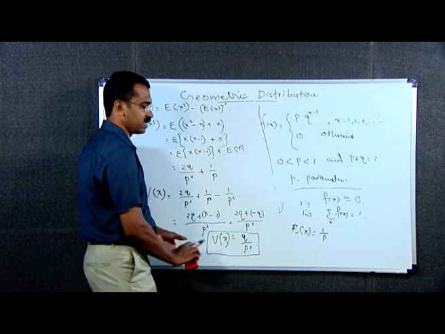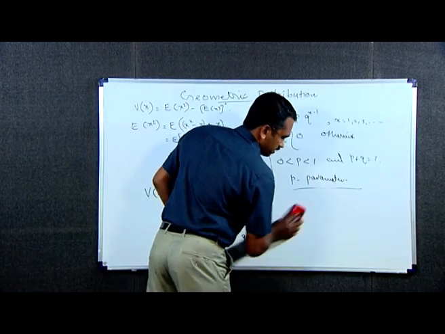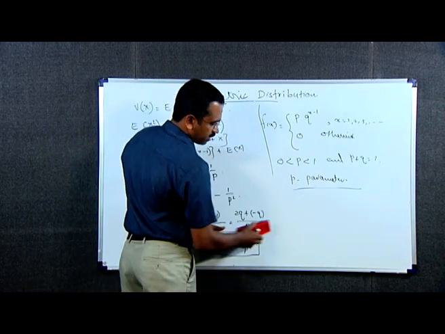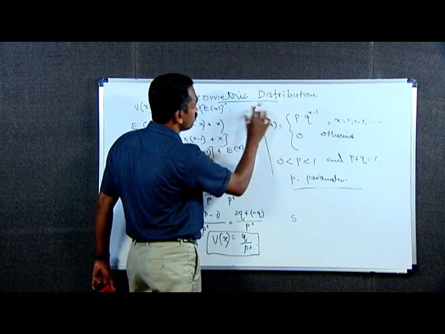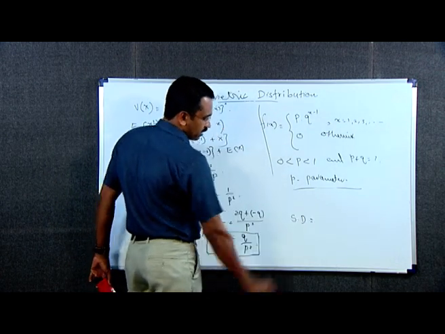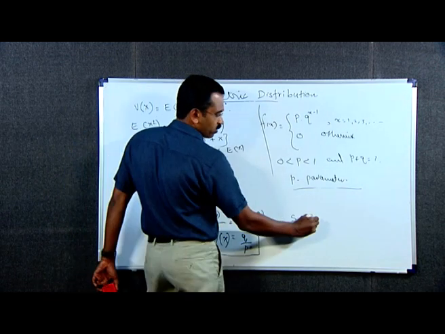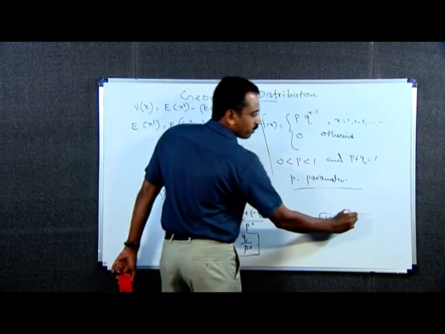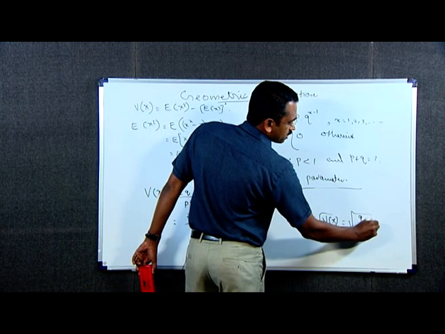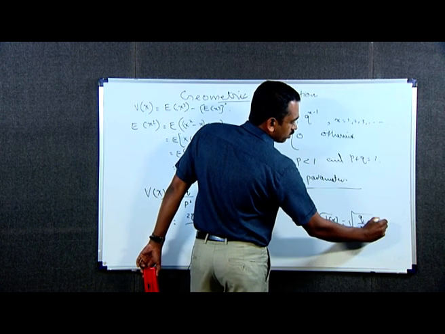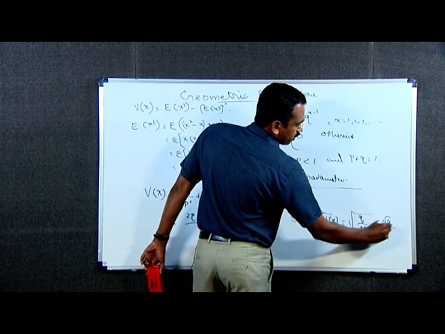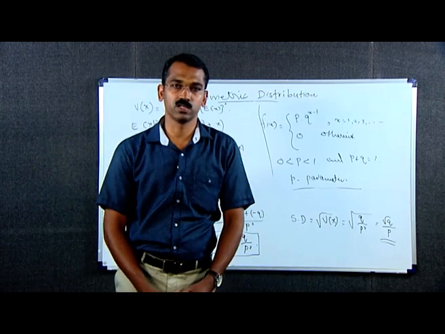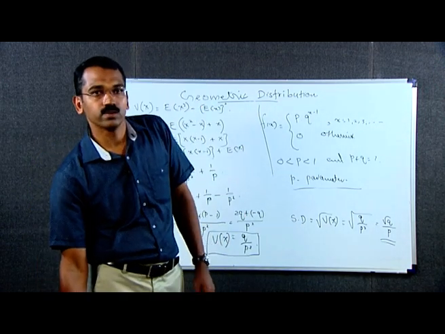Therefore, the standard deviation is the positive root of variance of x. Therefore, standard deviation of geometric distribution, SD, is equal to positive square root of variance of x, which is equal to positive root of q by p square, that is equal to root of q divided by p, which is the standard deviation of geometric distribution.